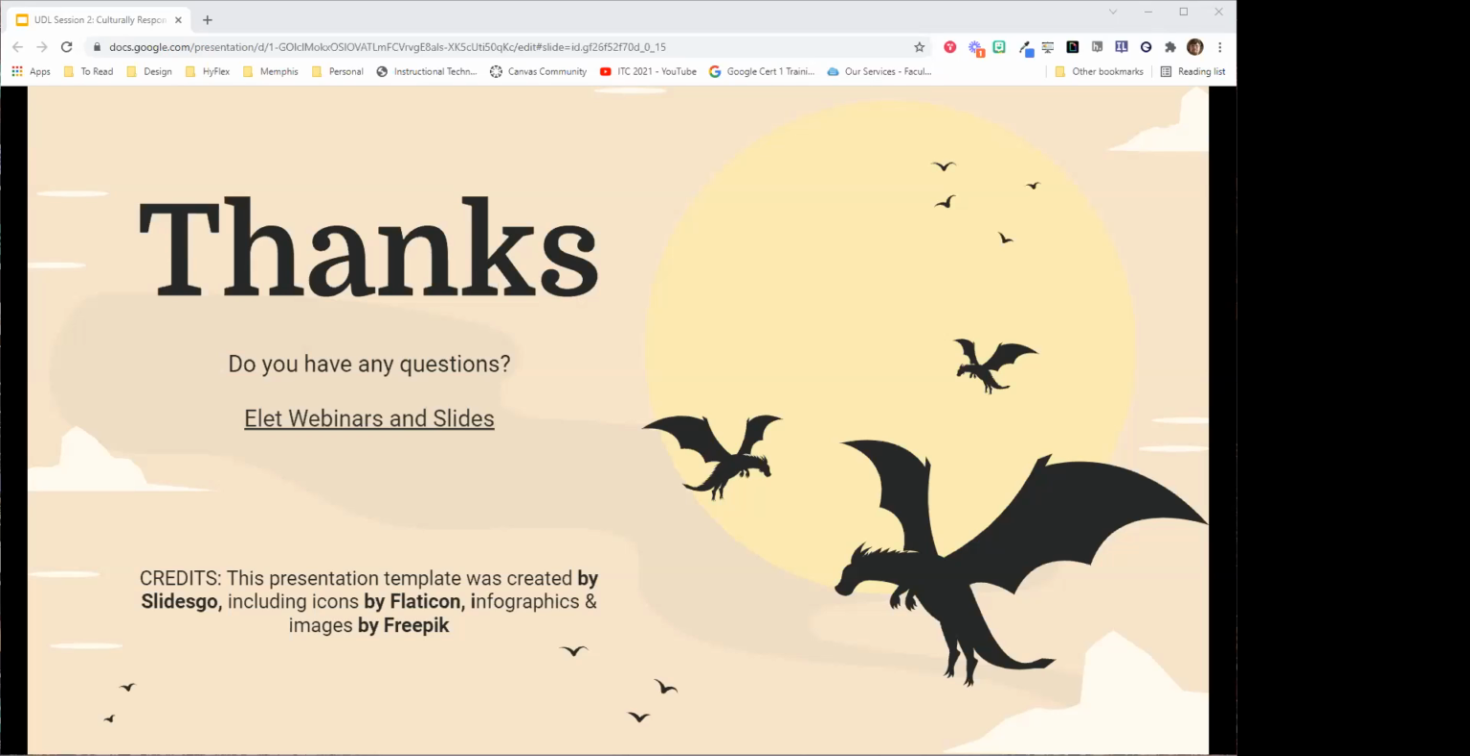And that's the session that we're really going to focus on the nuts and bolts of accessibility as part of Universal Design for Learning. So it's going to be more specifically focused on how we can use accessibility tools inside of Canvas to make sure that our courses are accessible.